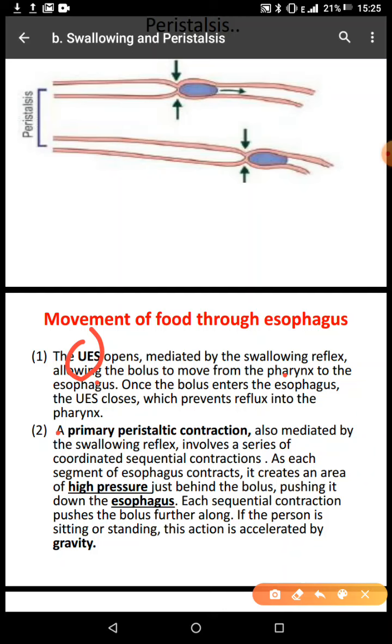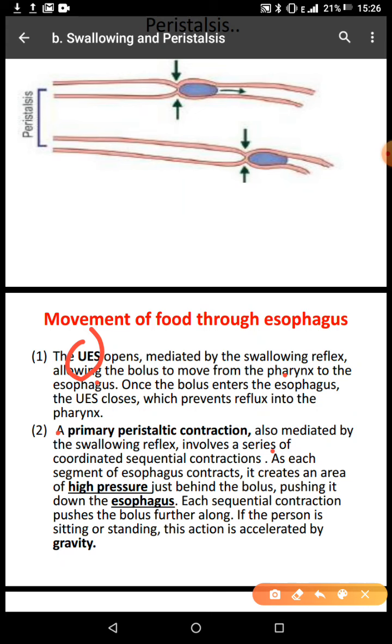And then there is primary peristaltic contraction. It's also mediated by the swallowing reflex. It involves a series of coordinated sequential contractions. Remember, in the walls of the GIT, there are pacemaker cells called the interstitial cells of Kajal. So these are able to initiate primary peristaltic movements. They are able to fire action potentials and cause local movements.